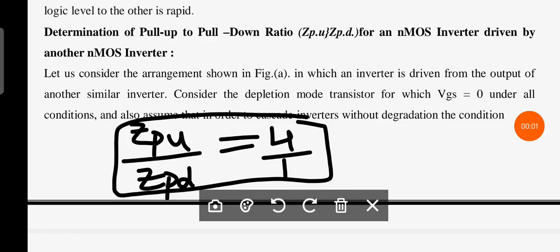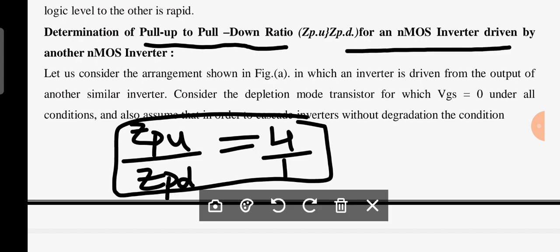Welcome back. In this class we are going to discuss the pull-up to pull-down ratio of an NMOS inverter driven by another NMOS inverter. You can also call this ZPU upon ZPD equals 4:1. That means you have to observe very clearly, this is one NMOS inverter.